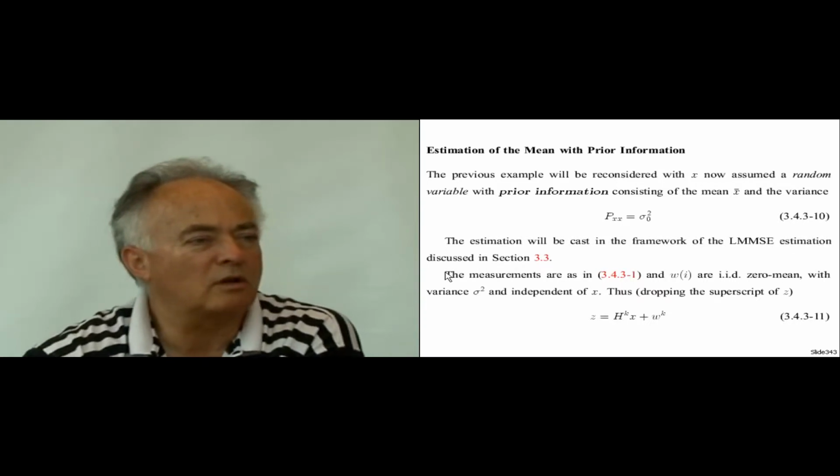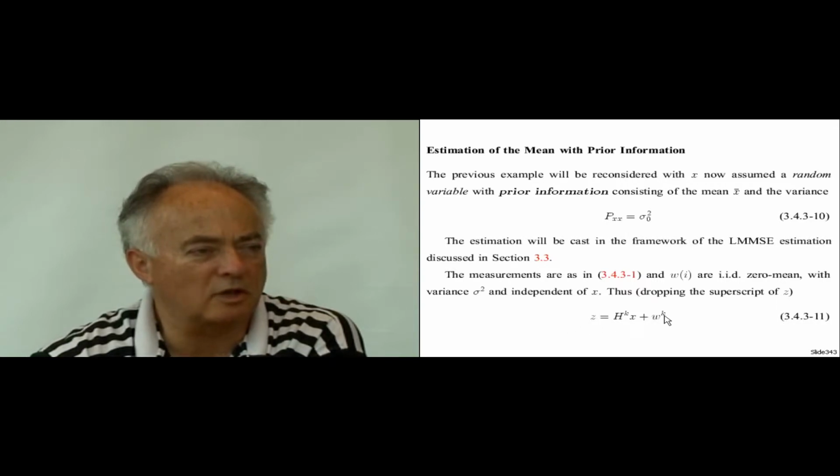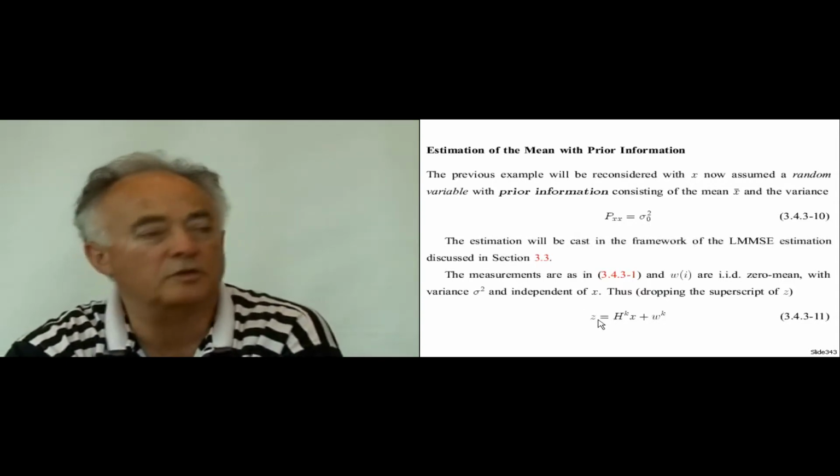and the model for the measurements will be with the noises Wi independent, identically distributed, zero mean with variance sigma square and independent of x. Now, without using a superscript on z anymore, Z is H super K X plus W super K. So this is really a big vector. Now that's the total set of observations.